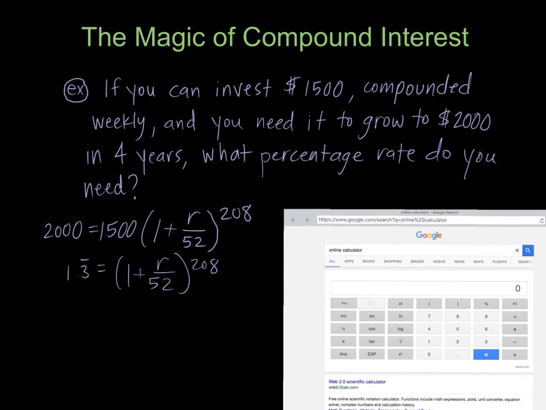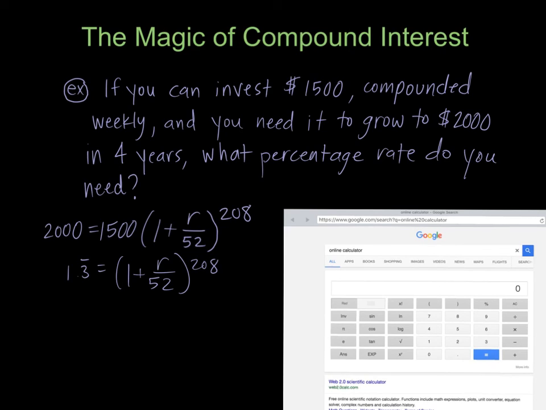Now, the opposite, the undoing of a 208th power is a 1 over 208th power. And I'm interested to see what this is going to do to my poor little calculator over here. But I want to take 1.3 repeating and raise that to the 1 over 208th power. And this might cause problems. I'm interested to see. No, not bad. So I get a number slightly over 1. So at this point I have this number equals 1 plus R over 52.